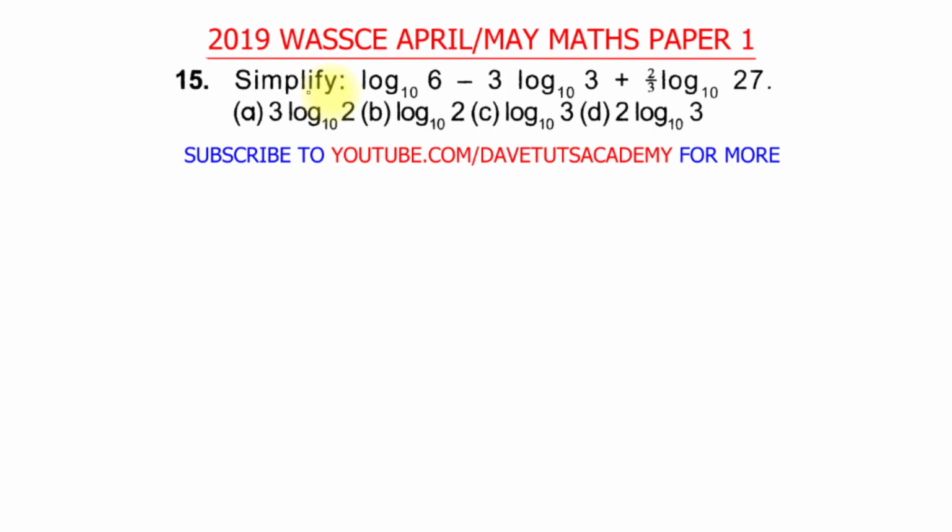In this question, we are to simplify log to base 10 of 6 minus 3 log to base 10 of 3 plus 2 over 3 log to base 10 of 27. And we are given these options, of which our answer is 1 among them. Now, if you look at the options in A to D, you can see that all of them are expressed in terms of log to base 10, meaning that log to base 10 is going to be retained in this particular question if we are to solve it.